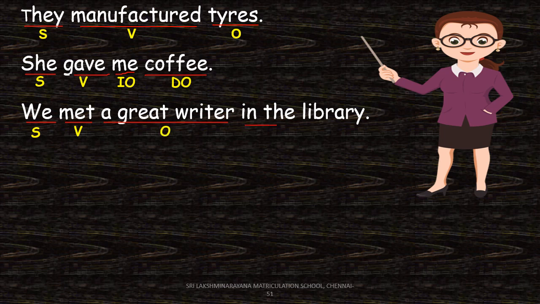And where did they meet the great writer? In the library. So if it answers to the question where, then that is the adjunct. So the pattern for this sentence is SVOA.